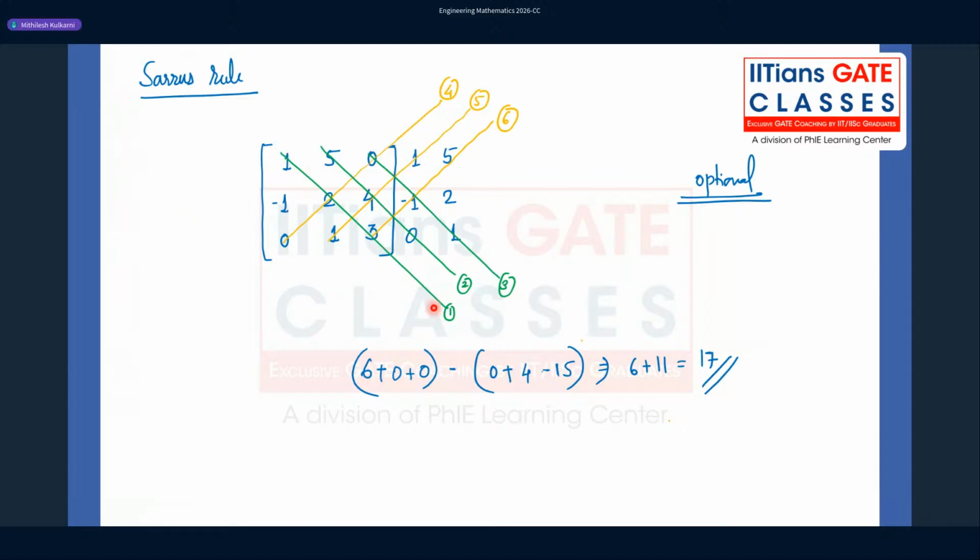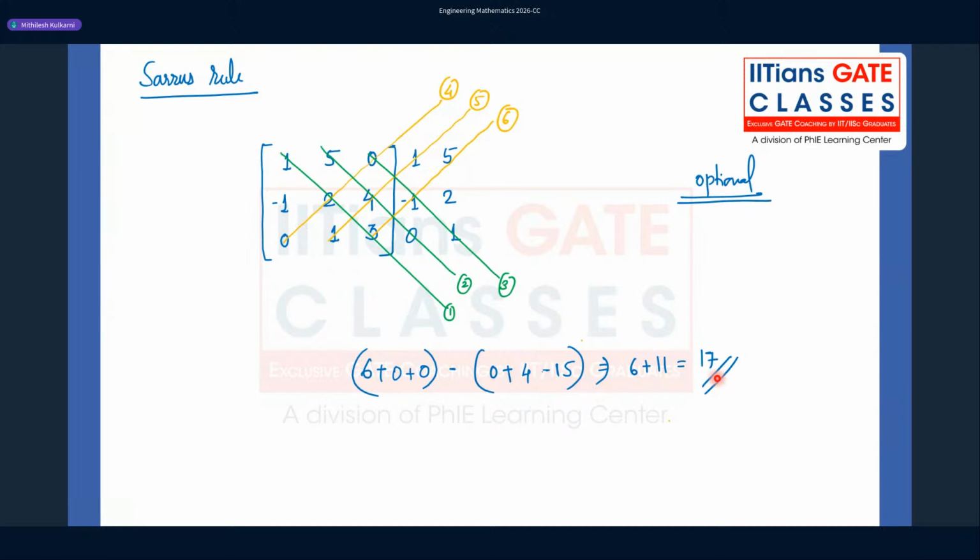Along the first line, multiplication is 6, plus along the second line, multiplication is 0, plus along the third line, multiplication is 0. Then minus the sum of the multiplications along lines 4, 5, and 6. What is the multiplication along line 4? 0 into 2 into 0 is 0. Along 5 is 1 into 4 into 1, which is 4. 3 into minus 1 into 5 is minus 15. And when you solve this, you'll end up with 17 as the answer.